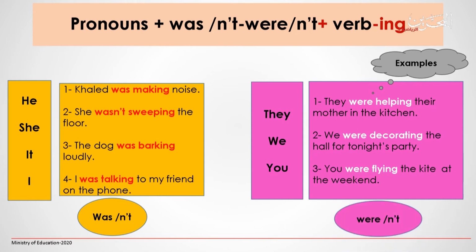Now moving to were or weren't. Number 1. They were helping their mother in the kitchen. Number 2. We were decorating the hall for tonight's party. Number 3. You were flying the kite at the weekend.